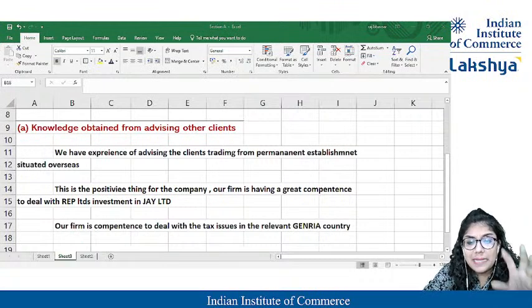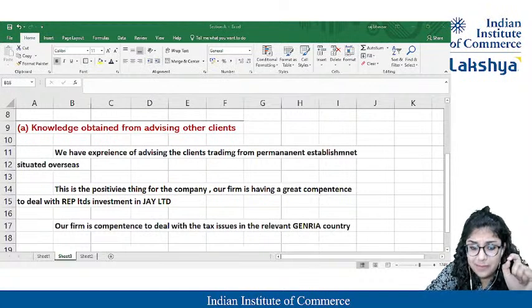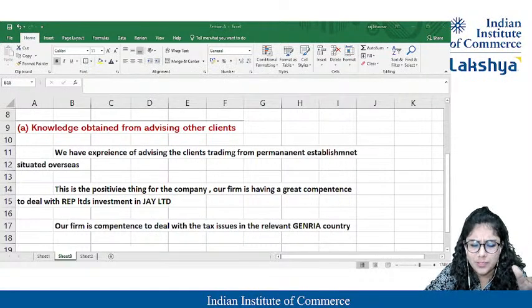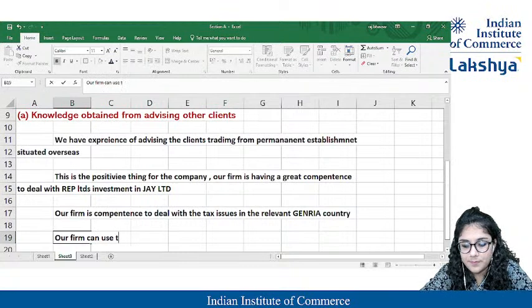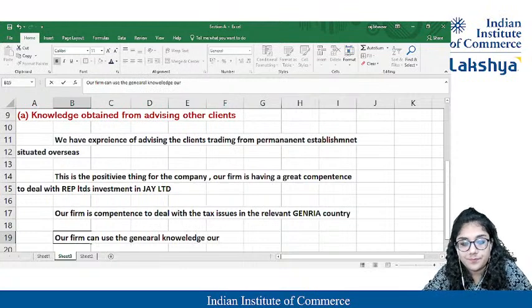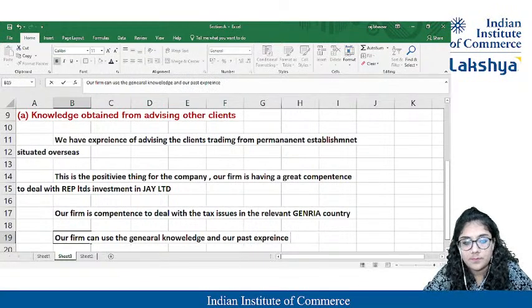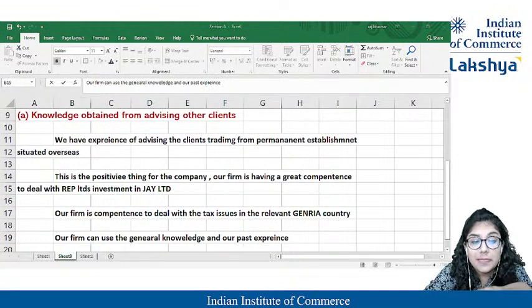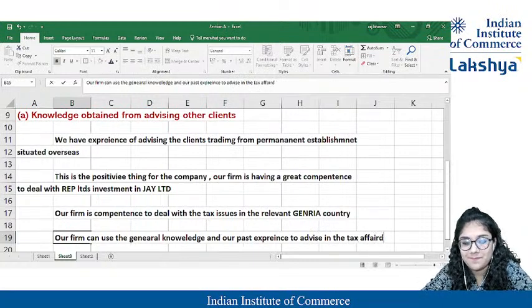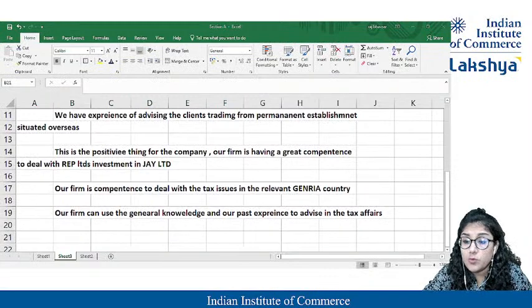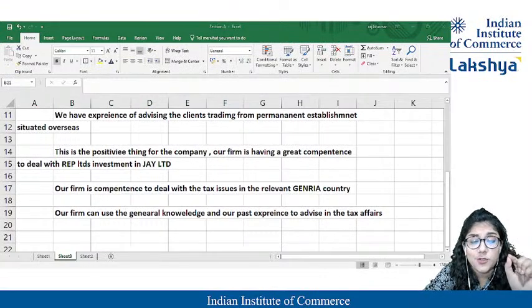Along with that, students, what is the main thing we have to do? Our firm can actually use the general knowledge and our past experiences, but for what will that help them? To gain and to advise in the tax affairs, students.